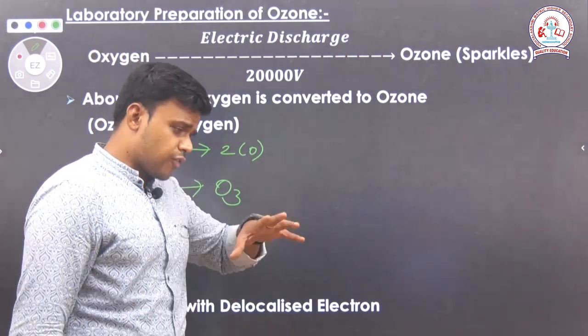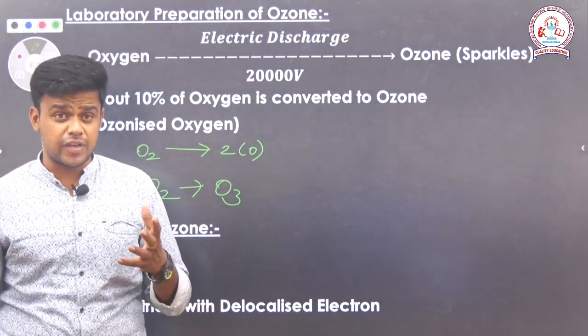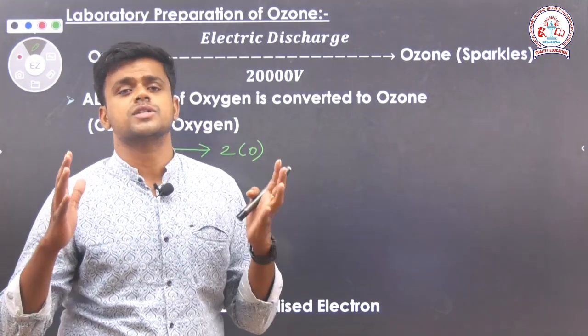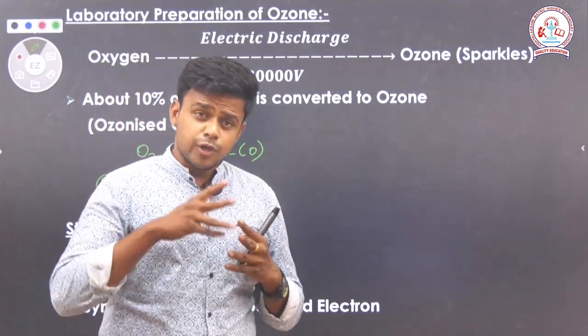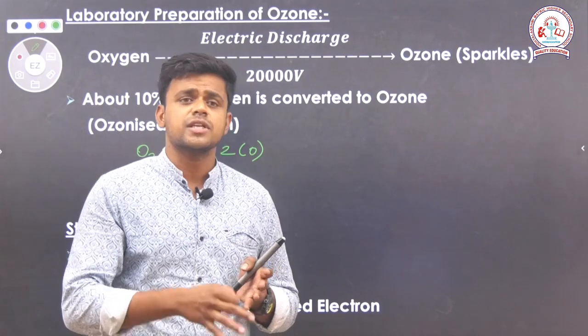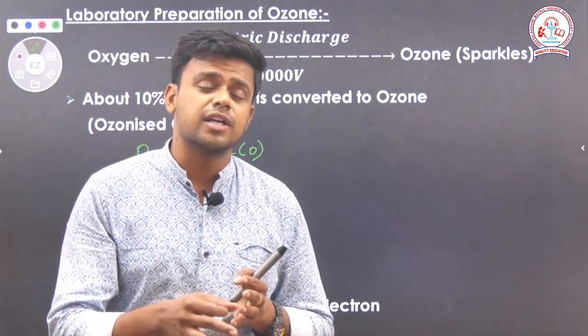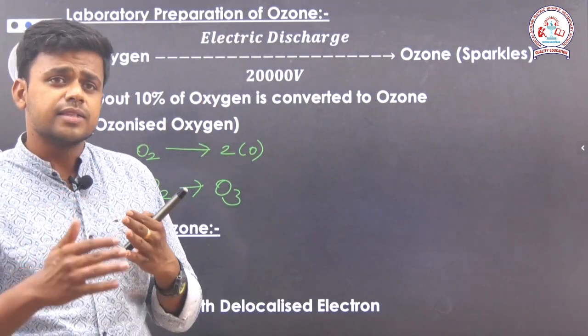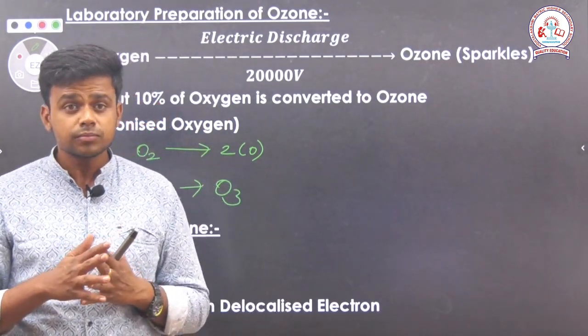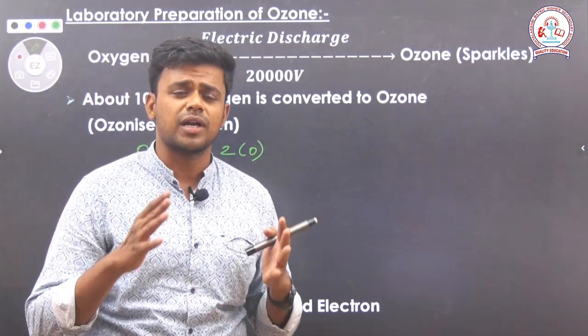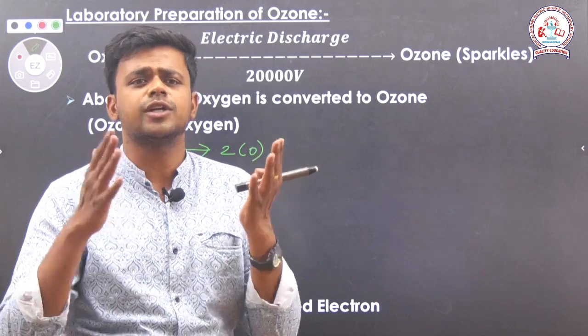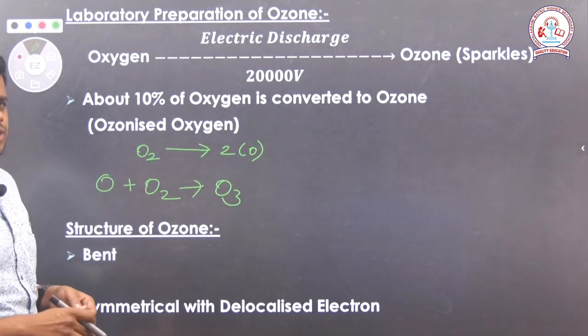Here, out of all the oxygen which we have, if we assume that we have 100% oxygen, if you do this process, only 10% of the oxygen will be converted into ozone. See, this is experimental data. From various experiments, it was found that only 10% of our oxygen will be converted into ozone. So, ozonized oxygen, that is what it means here.